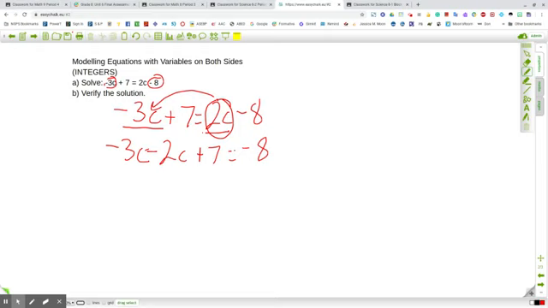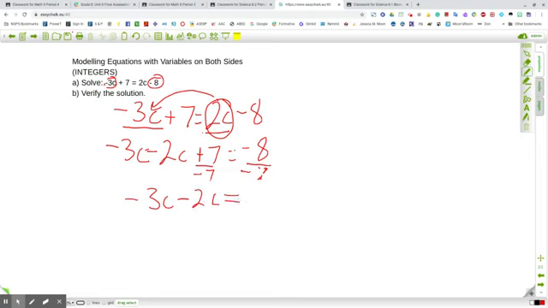Now, I have to move the like terms around just like in the previous one. But again, we're going to be dealing with integers. So I'm going to get rid of the positive 7 over here. I'm going to subtract 7 from this side, and when it comes over here, it's going to be a negative 7 or subtract 7 over here. I'm just going to carry this down. So minus 3c, and this is subtract 2c, my equal sign.